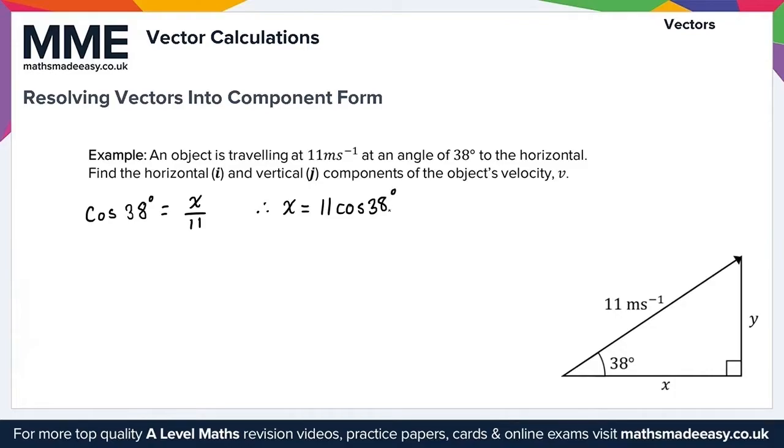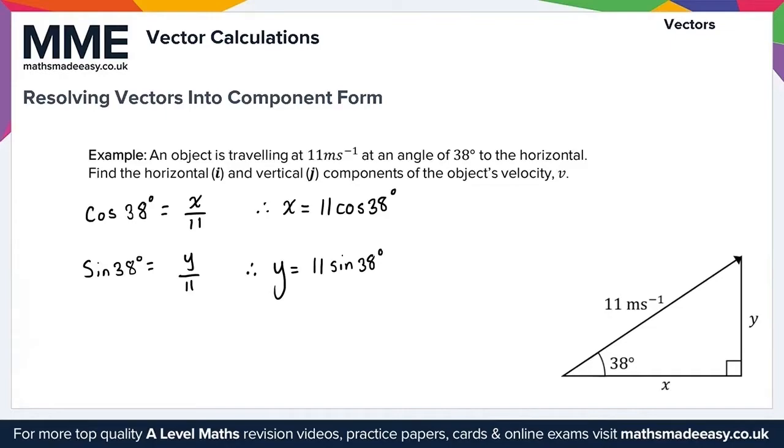Okay? And we'd repeat this now to find y. So in that case, this is going to be sine 38 degrees. That's equal to y over 11. Okay? And again, to find y here, we just multiply through by 11. So y is equal to 11 sine 38 degrees, sorry there. Okay?